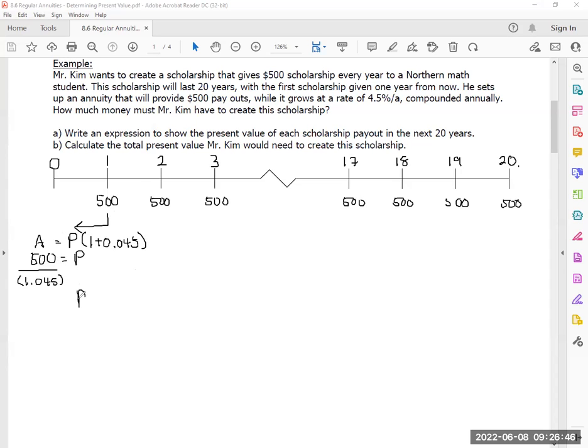Another way I can do this is P is equal to 500 times 1.045 to the power of negative one. I wonder how many people remember that a denominator can be written as a numerator, but with an exponent of negative one. In other words, this is 500 times 1.045 to the power of negative one.